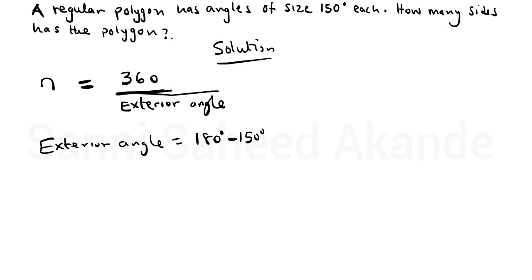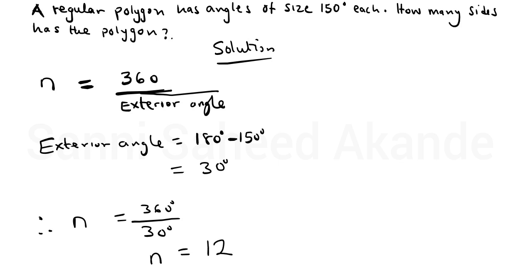Okay, so now let's continue. Our exterior angle now will be equal to 180 degrees minus 150, and that will give us 30 degrees. So therefore, we can now find the number of sides, which is equal to 360 degrees divided by the exterior angle, which is 30 degrees. So n now will be equal to 360 degrees divided by 30, which will give us 12. So the number of sides of that regular polygon is 12.